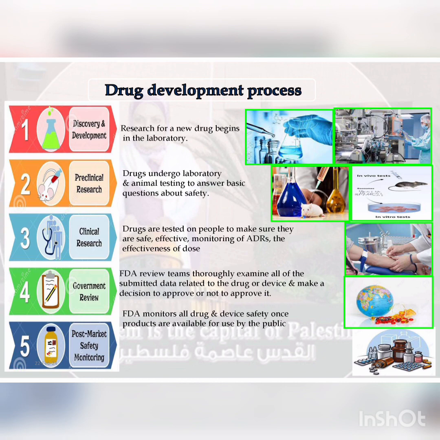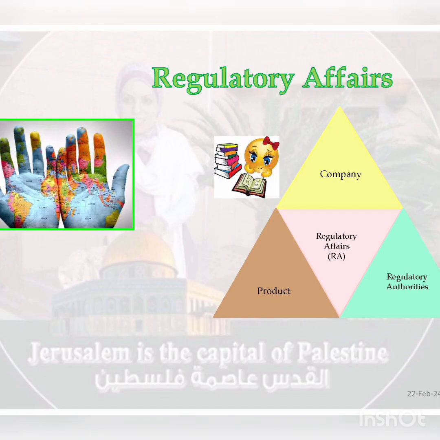Step 3, clinical research. Drugs are tested on people to make sure they are safe and effective, with monitoring of adverse drug reactions and their effectiveness. Step number 4, governmental review. FDA review teams thoroughly examine all of the submitted data related to the drug or device and make a decision to approve or not to approve the product. Step 5, post-marketing safety monitoring. FDA monitors all drugs and device safety once products are available for use by the public.